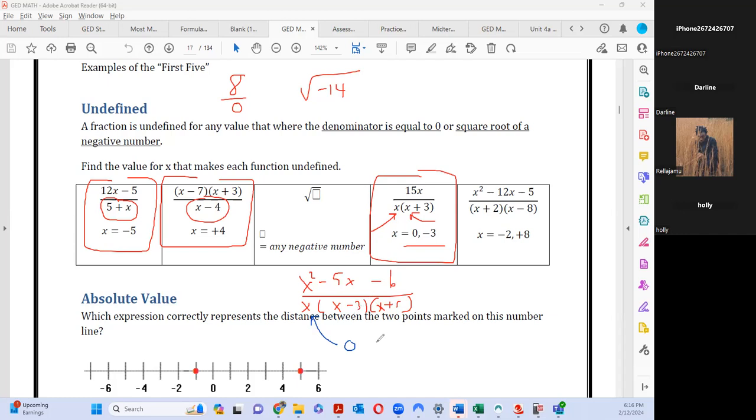What's the opposite of -3? +3. And what's the opposite of +5? -5. So in this case, there would be 3 values of x that would make this undefined.